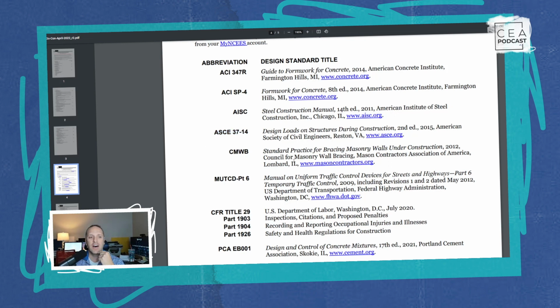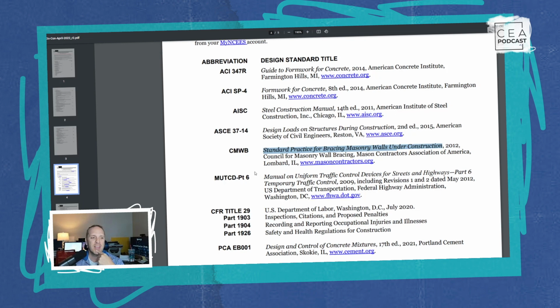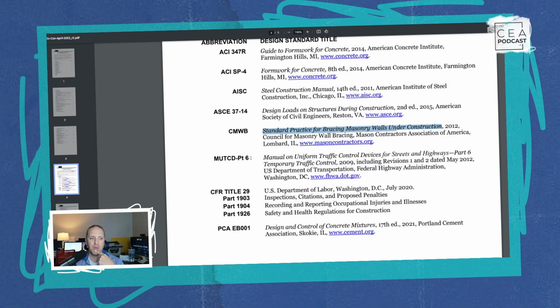Then you have the CMWB, which is the Council for Masonry Wall Bracing. This standard is called the Standard Practice for Bracing Masonry Walls Under Construction. The 2012 edition is what you want there. And then you have the MUTCD Part 6, which is the Manual on Uniform Traffic Control Devices for Streets and Highways, Part 6. So you'll want to get that copy. You probably can get that at FHWA.